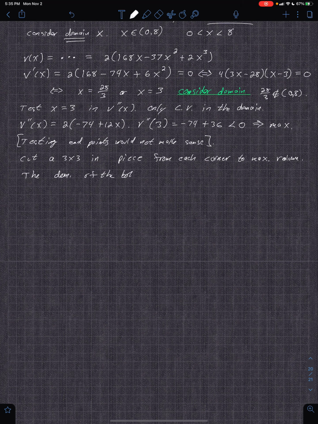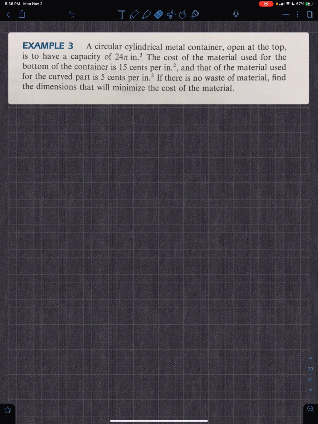That's okay. All right. So a circular cylindrical metal container, open at the top, is to have a capacity of 24 pi cubic inches. The cost of the material used for the bottom of the container is 15 cents per square inch, and that of the material used for the curved part is 5 cents per square inch.